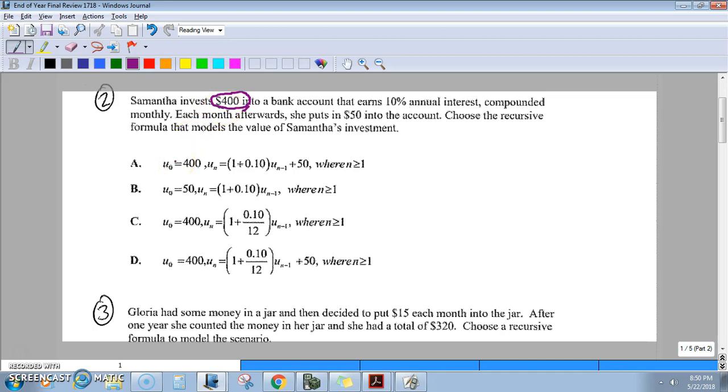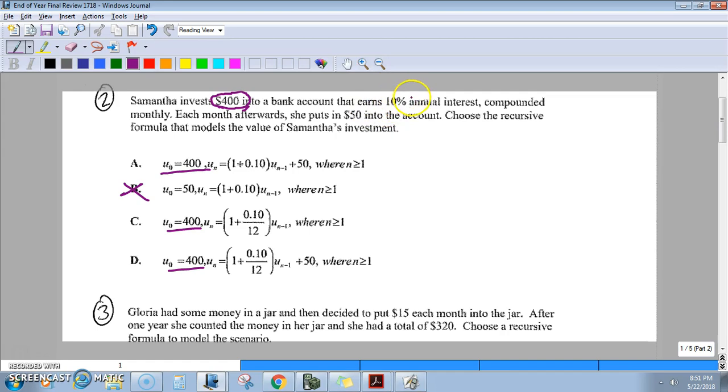So let's see if we can cross out anything here. U sub 0 equals 400, so it could possibly be A. U sub 0 equals 50. It's elimination, that's what I'm thinking of. So it looks like it could be A, C, or D. We have eliminated B because the starting value is not 400 in the bank.